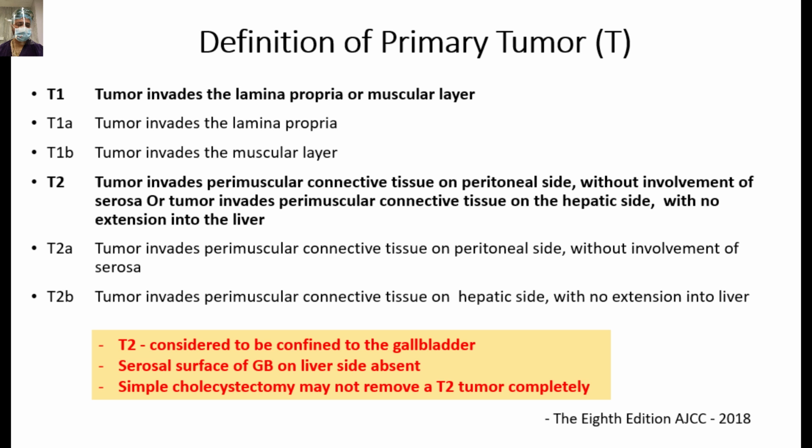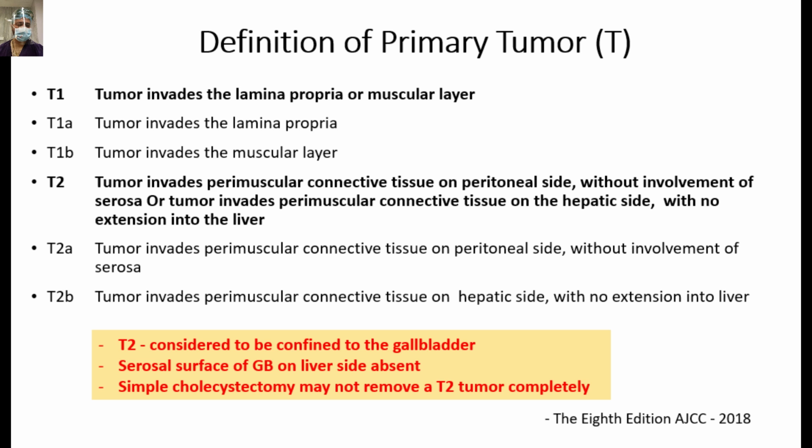So T1A is the lamina propria, that's the basement membrane. T1B is when it involves the muscle layer of the GB. T2 is when it goes beyond the muscle layer, that is, perimuscular connective tissue on the peritoneal side without involvement of the serosa, or tumor invades perimuscular connective tissue on the hepatic side with no extension into the liver. So T2 is still confined to the gallbladder. And then T2 is divided into A and B. T1 is A and B, T2 is A and B. And just remember, for the sake of remembering, A is anterior and B is back, so back towards the liver side, and B is also bad.